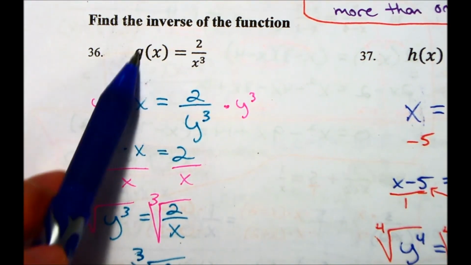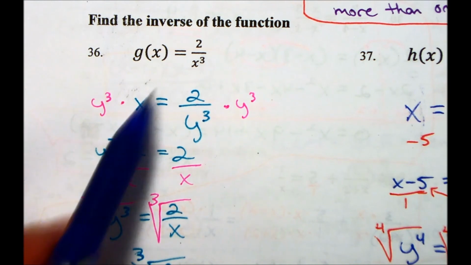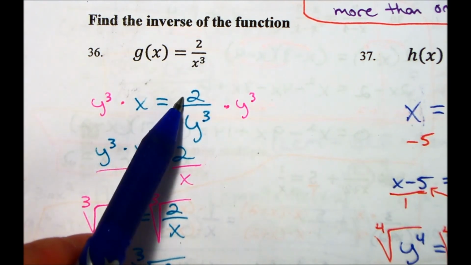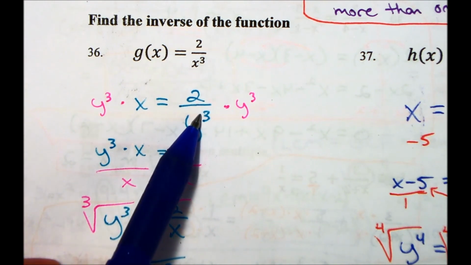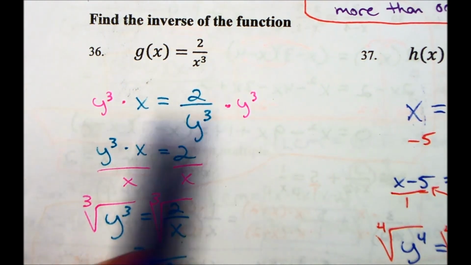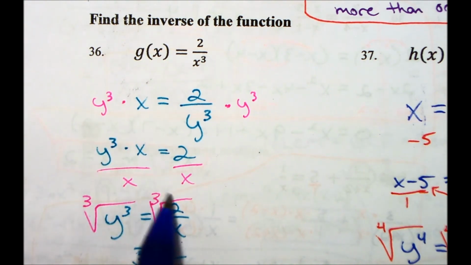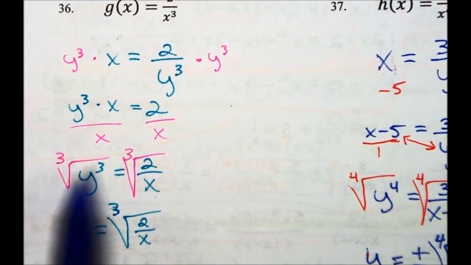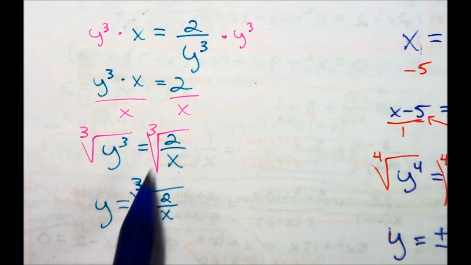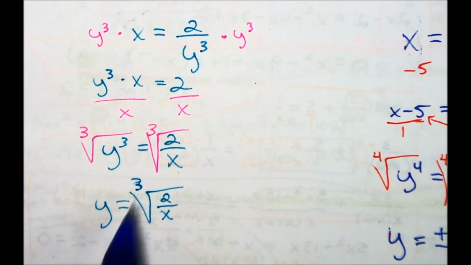All right, so then we practiced finding some more inverses here. So again, g of x is basically y, so change that to x, change your x to y, but the 2 in the numerator would be the same, the 3 in your exponent stays the same. To get that y to the third out of the denominator, multiply both sides by y to the third, then divide by x, and then take the cubed root of both sides. Since you have an odd root, you do not need to worry about the plus or minus. It's just going to be y equals cubed root of 2 over x.